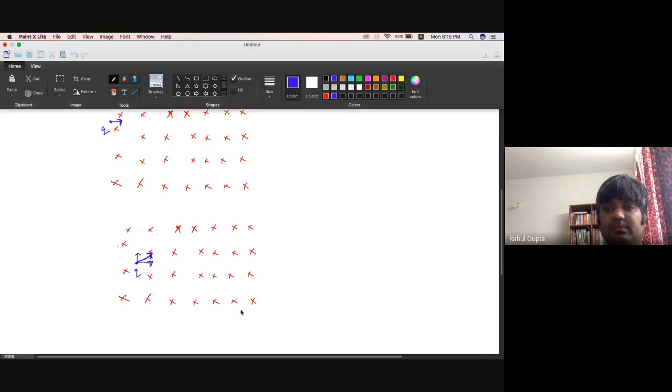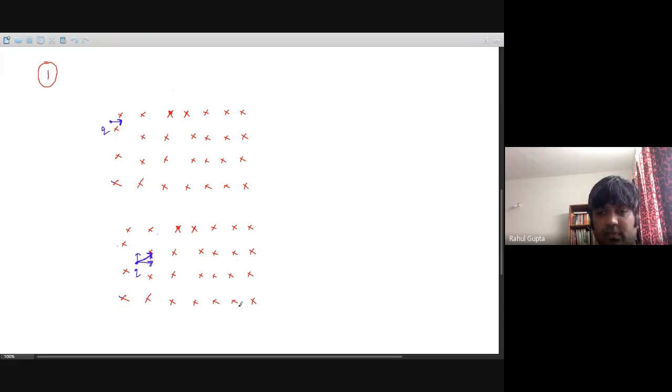Yes or no? Because the magnetic field is in the plane of the paper, right? Since it is still moving perpendicular to the magnetic field, again the force will switch direction. The previous direction of force was like this. Now the force will again be perpendicular to the motion.